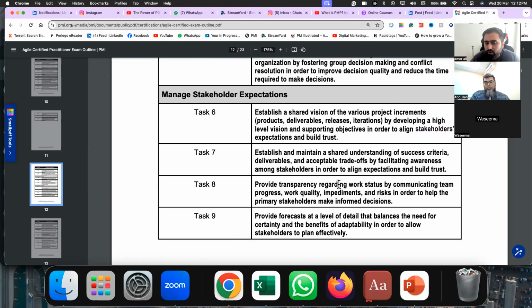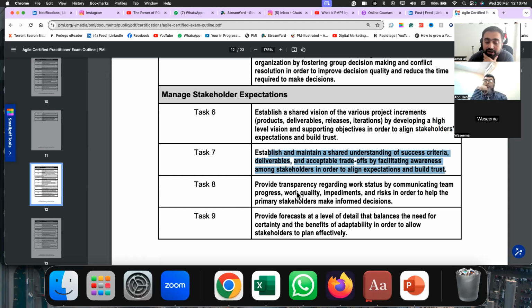And finally, manage stakeholder expectations. Establish a shared vision of the various project increments, deliverables, releases, iterations by developing a high-level vision and supporting objectives in order to align stakeholder expectations and build trust. Now, here we want to build the trust with the stakeholders. We need to do the things that can build trust with them. Maintain understanding of success criteria and acceptable trade-offs by facilitating awareness in order to align expectations. Now the trade-off thing is very important in Agile. So maybe some things need to let go in order to improve other things. So what things you are willing to let go, what things you need to look into, that is important.